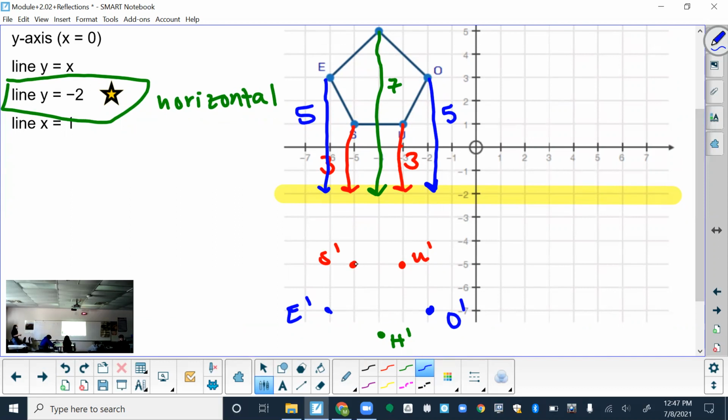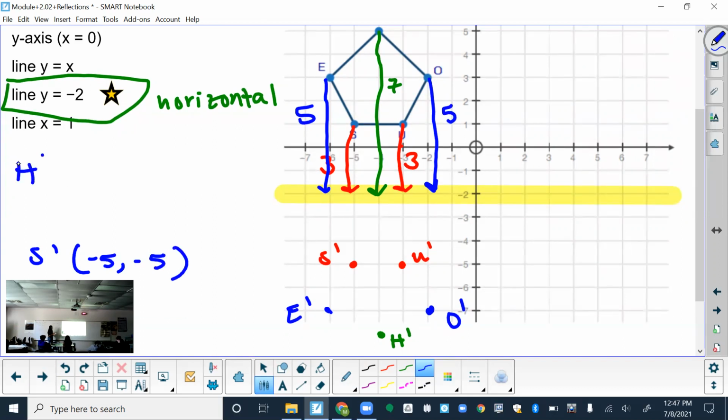A good quiz question might be, if pentagon house is reflected over y equals -2, then what is S prime? Right, am I not asking for all of that? So if I ask you what is S prime, then what would you say? It's that X value of -5 and Y value of -5.